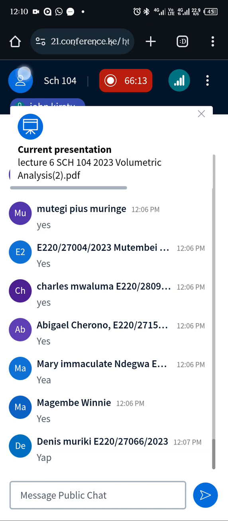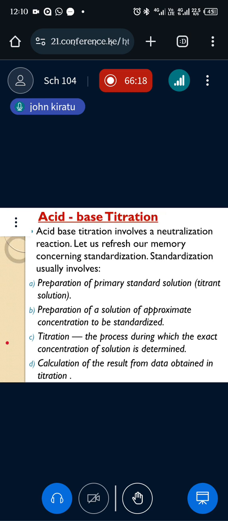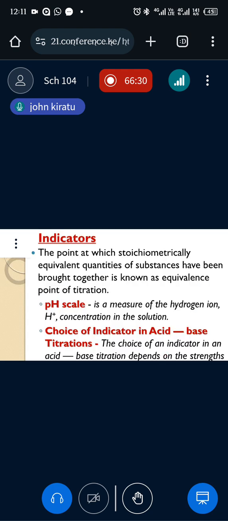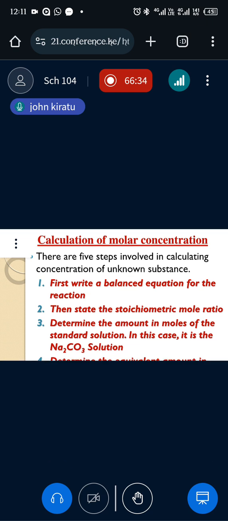Because at the end of the day, volumetric analysis, what you're interested in is calculations, because at the end of the day, it's analytical chemistry, and what we want is to be able to have some calculations. This one, I cannot teach much because the choice of indicators we have talked about. Now, how do we go about calculations using volumetric analysis?